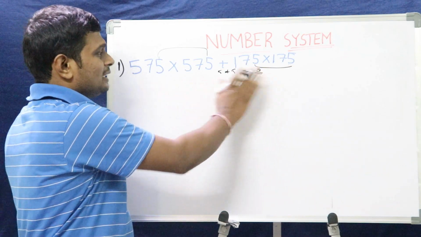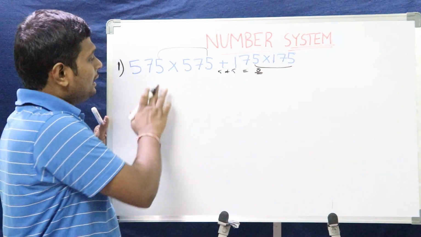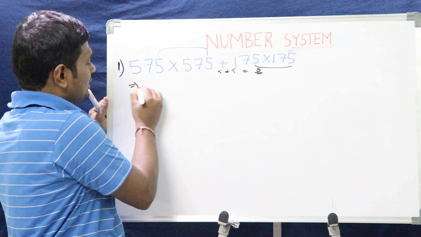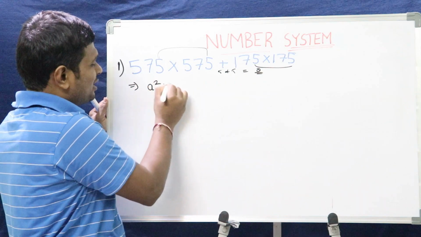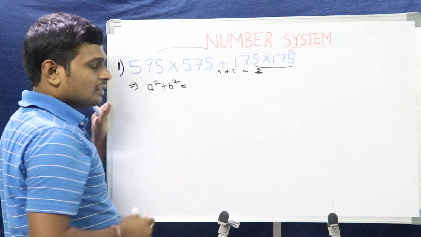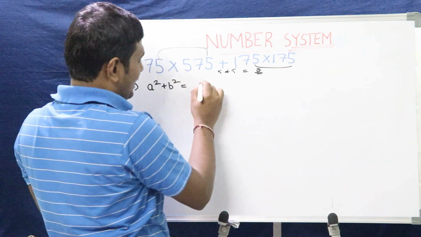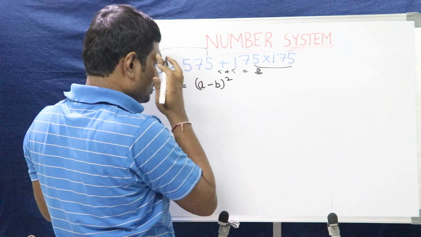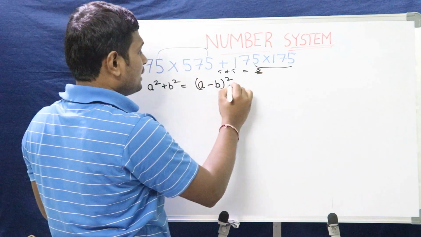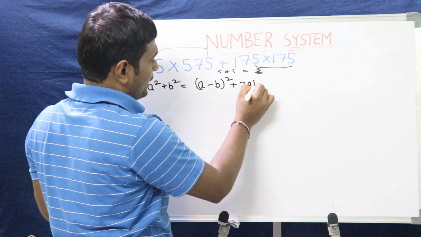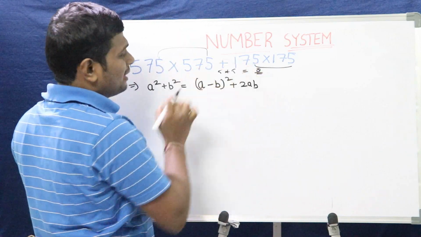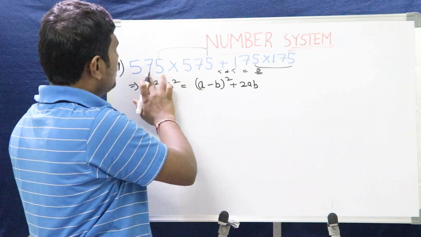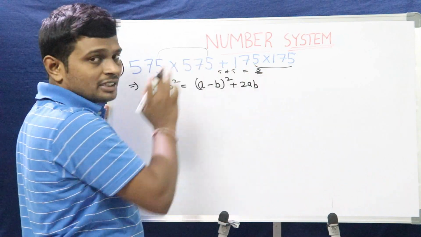These numbers are in a specific pattern, right? 575 square plus 175 square. Let me write this in the format of a square plus b square. How can we write a square plus b square? We can write it in two formats: a plus b whole square minus 2ab, or a minus b whole square plus 2ab. Both the numbers are ending with 75, so it's better to write a minus b whole square in order to remove 75 from these numbers.